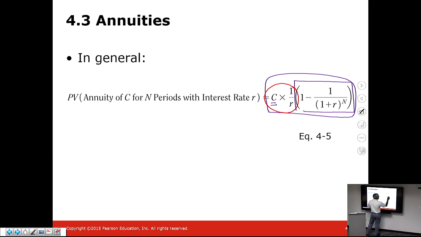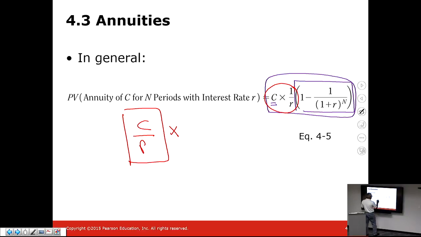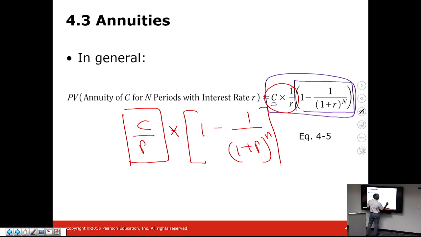This part over here in red, C over R, that's the present value of an annuity. To this, I am multiplying this factor, 1 minus 1 over (1 plus R) to the power n. And this factor that I have multiplied, the second part, is essentially my adjustment for the fact that the cash flow does not go on forever.